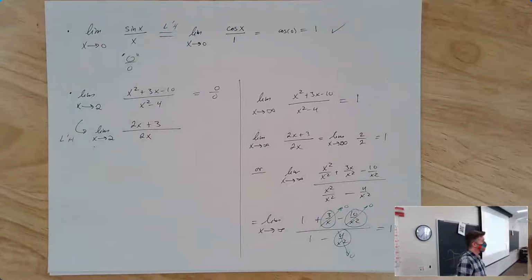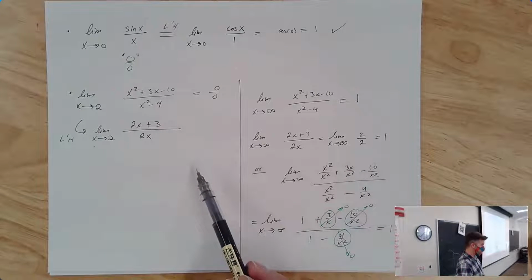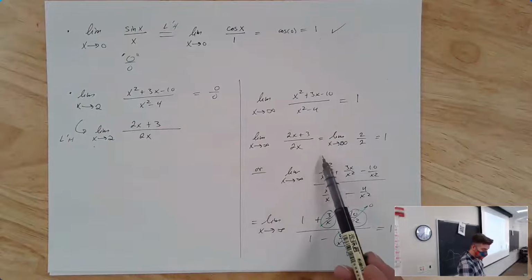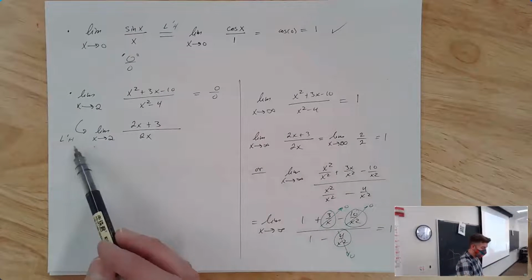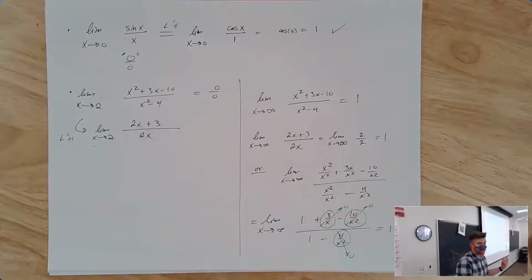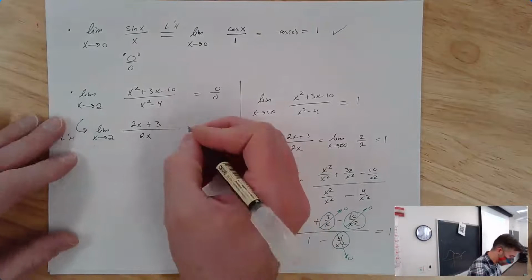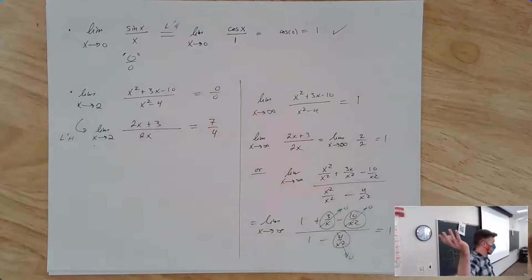Can I use L'Hopital's rule again? I mean, I did over here. Can I over here? I can't. Because over there I used it again because I still had infinity over infinity. But here, if I plug in what x is approaching, what do I get? 7 over 4, which is certainly not 0 over 0 or infinity over infinity. That's it, we're done, that's our answer.